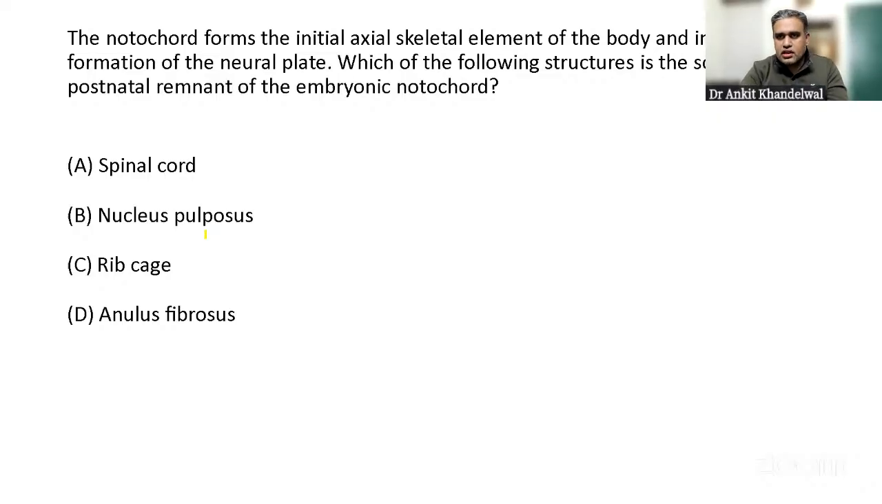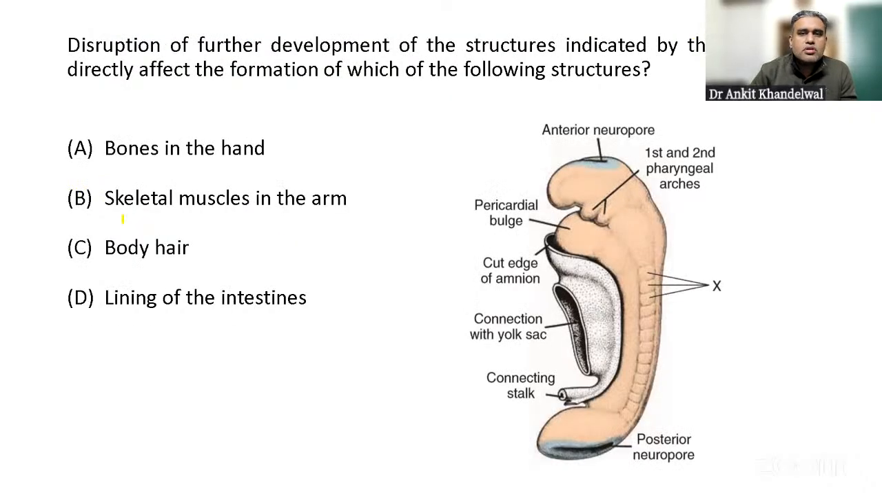Okay, let us see one more. The question goes like: the notochord forms the initial axial skeletal element of the body and induces the formation of the neural plate. Agreed? Which of the following structures is the sole, meaning only, postnatal, that is after birth, remnant of the notochord? I guess we all must be knowing. Search for nucleus pulposus. If you find it, very good. If not, then search for tectorial membrane or membrana tectoria.